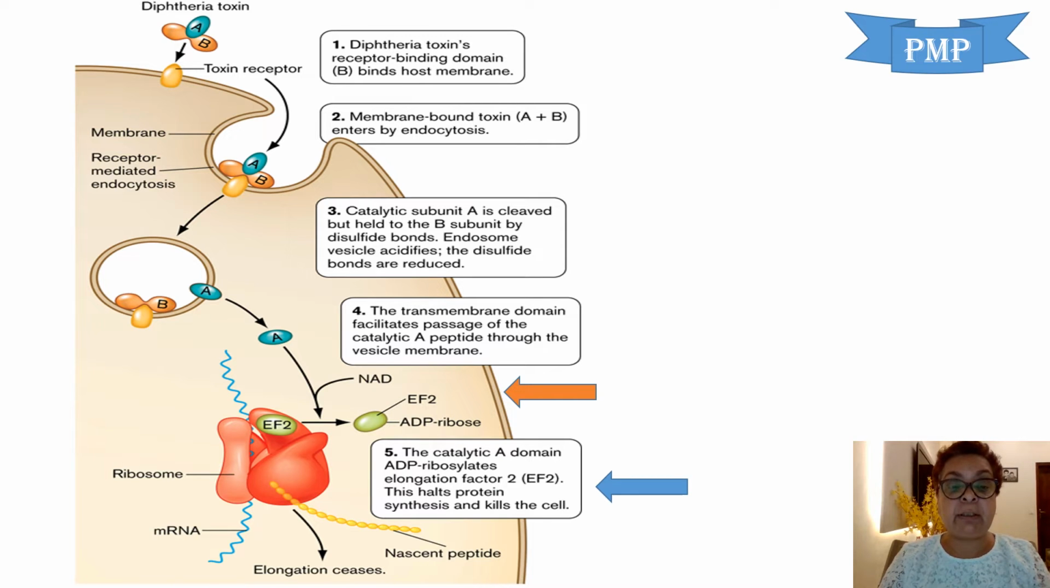Now the diphtheria toxin, after binding to the receptors on the host cell, undergoes endocytosis. Then the A subunit, which is the active part of the toxin, what it is doing is, look at the orange arrow, it is taking an ADP ribose moiety from NAD and transferring it to elongation factor 2. This is an enzyme transfer RNA translocase. When this gets ADP ribosylated, that leads to inhibition of protein synthesis. So ADP ribosylation of elongation factor 2 leading to inhibition of protein synthesis. That's the mechanism of action of diphtheria toxin.